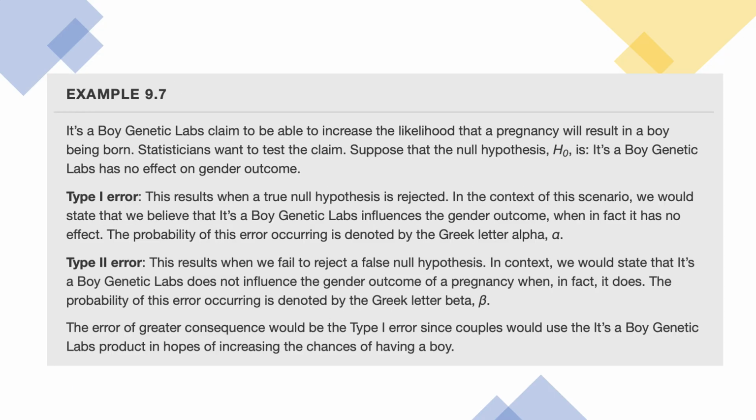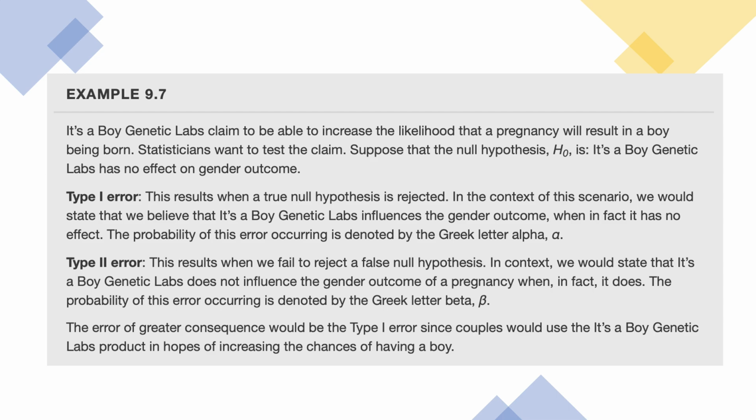So let's read through example 9.7 here and look at type errors a little bit more. It's a Boy genetic labs claim to be able to increase the likelihood that a pregnancy will result in a boy being born. Back in the Middle Ages where you had kings and queens, they would have loved to have known about It's a Boy genetic labs. They wanted sons. Statisticians want to test the claim. Suppose the null hypothesis is It's a Boy genetic labs has no effect on gender outcome.